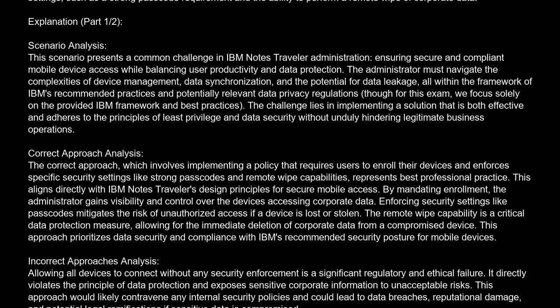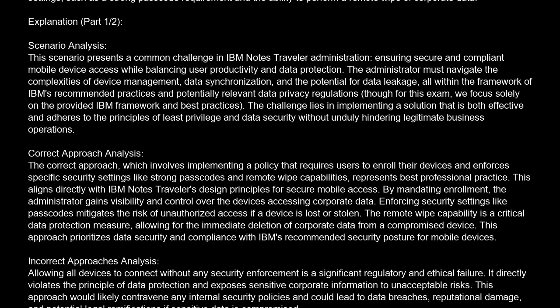Explanation. Scenario analysis. This scenario presents a common challenge in IBM Notes Traveler administration, ensuring secure and compliant mobile device access while balancing user productivity and data protection. The administrator must navigate the complexities of device management, data synchronization, and the potential for data leakage, all within the framework of IBM's recommended practices and potentially relevant data privacy regulations. Though for this exam, we focus solely on the provided IBM framework and best practices.